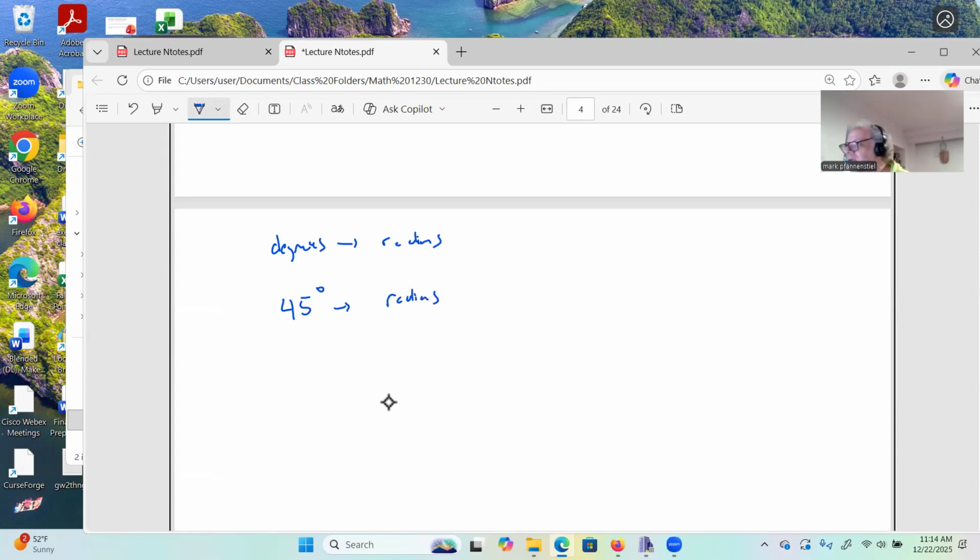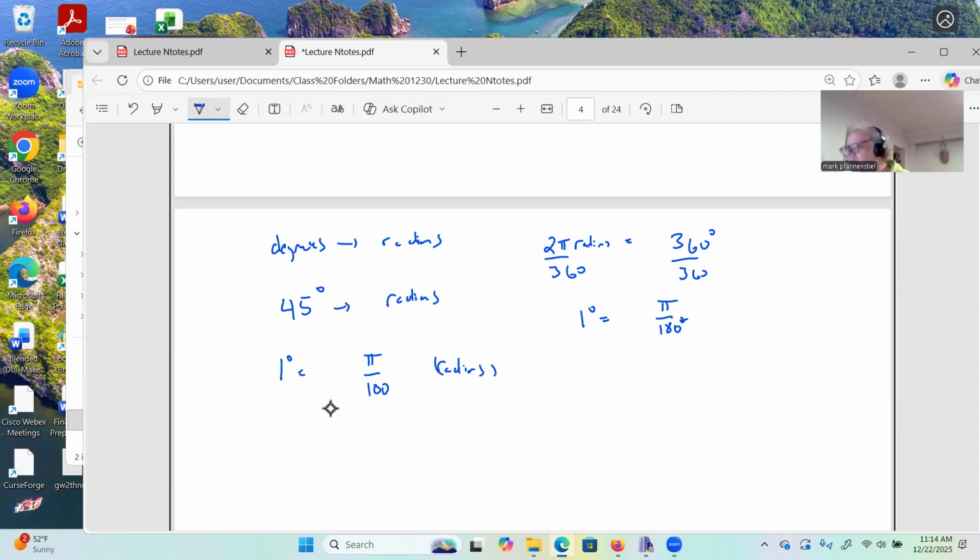Now remember that we have 2 pi radians equal to 360 degrees. I'm going to do it the other way around and divide both sides by 360. So we have 1 degree is equal to pi over 180. All right, so we know that 1 degree is equal to pi over 180 radians.